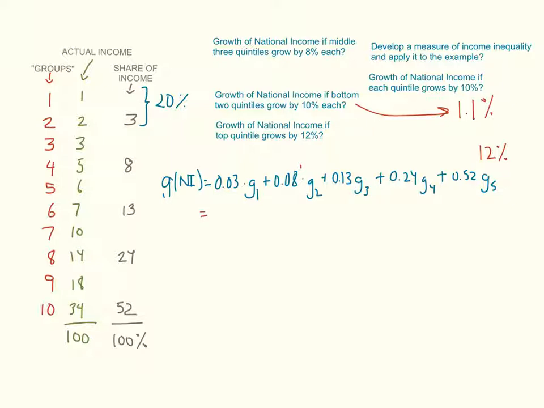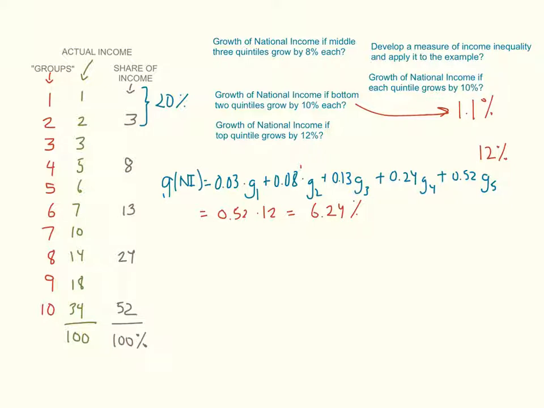If I calculate that, 0.52 times 12, you can quickly calculate that, it's equal to 6.24%. So what we have here is that if you only target the richest 20%, your resources can actually lead to greater growth of total income than if we target the bottom 40%.